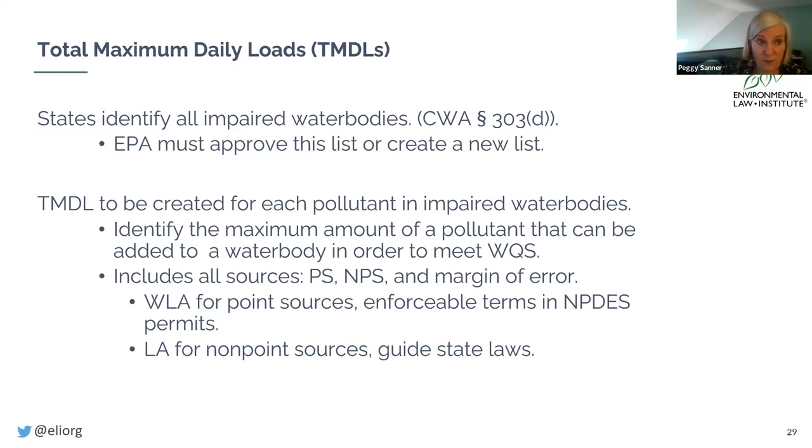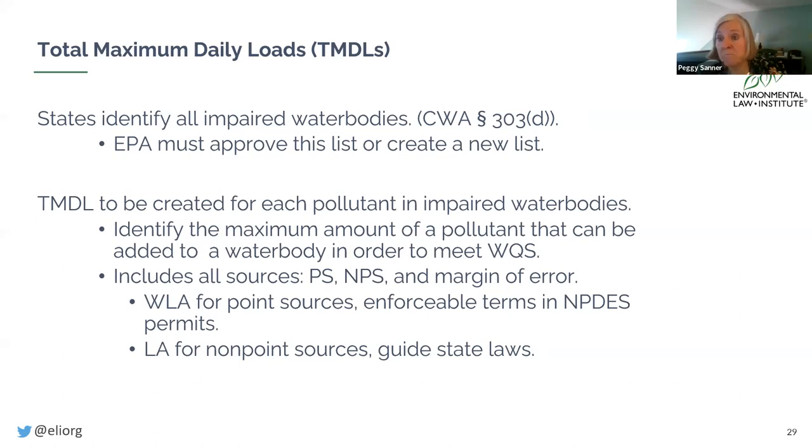So now that you know all there is to know about point sources and non-point sources, the question arises, how do these programs work together? Camille mentioned that states are required under the Clean Water Act to identify all of their impaired streams, all the waterways that do not meet water quality standards that are polluted. And so for each of those streams, the state is obligated to develop this terribly cumbersome term, total maximum daily load, we call it a blueprint. This blueprint is to be created for each pollutant that makes a waterway impaired.